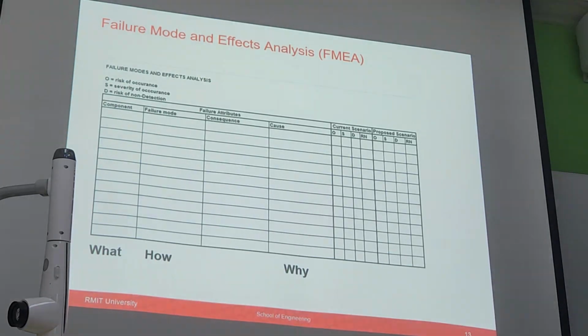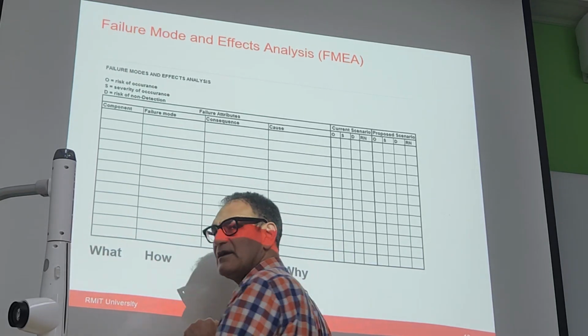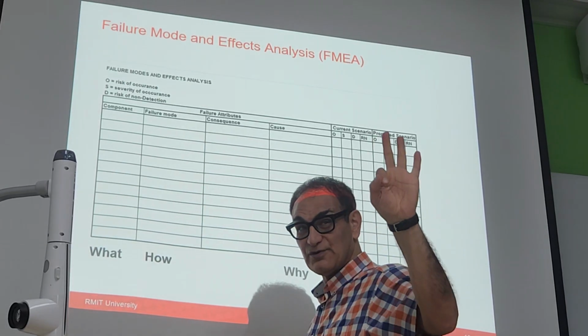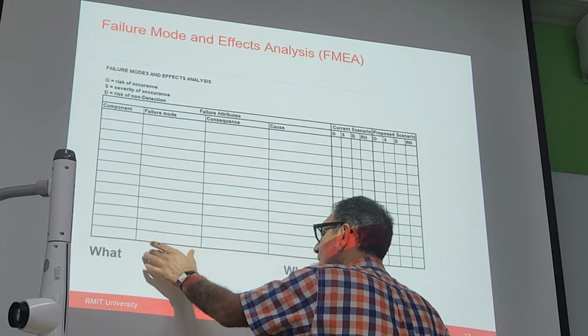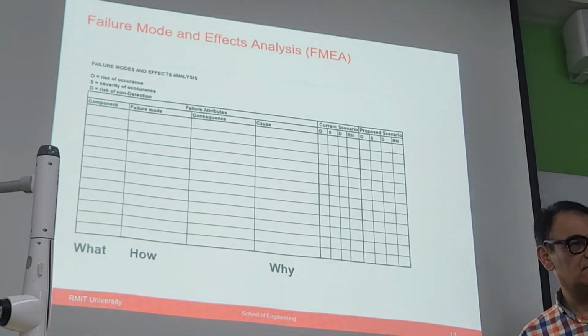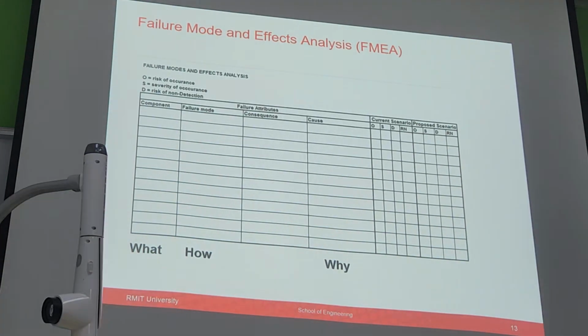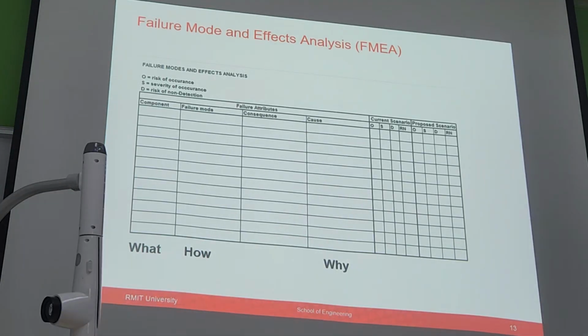Three things are important to fill in this form. In this column, excuse me, three things are important to this table: what, how, why. What, how, why. Please everybody write it on your paper. You put it: what, how, why. You have to answer to FMEA: what, how, why.